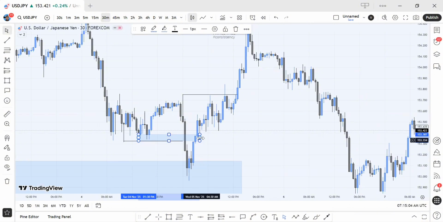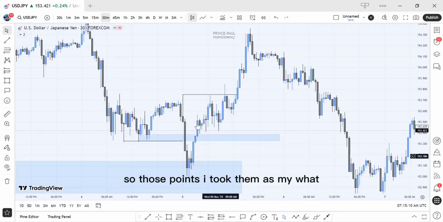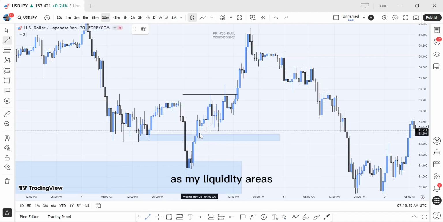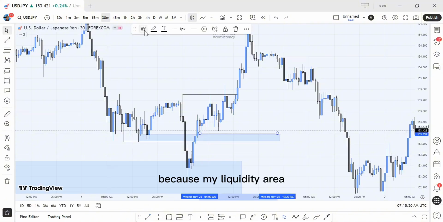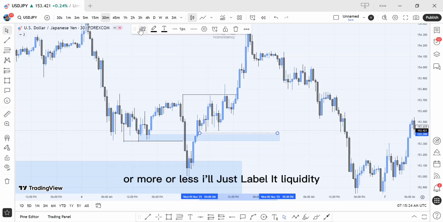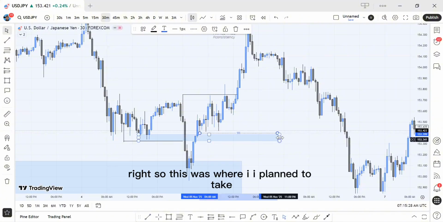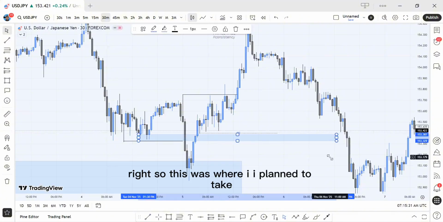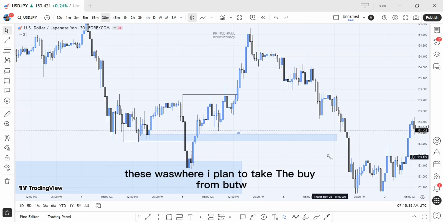And good enough, these pullbacks did not pull back to tap into those points of resistance. So those points, I took them as my liquidity areas. Since price did not pull back to it, I took it as my liquidity area. I'll just use a dotted line to indicate that, or more or less, I'll just label it liquidity, right? So this was where I planned to take the buy from.